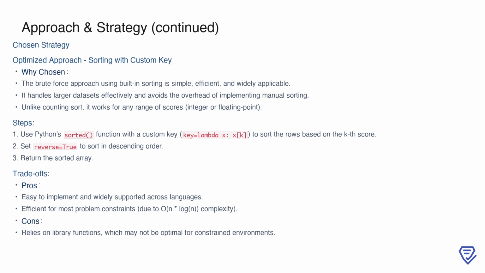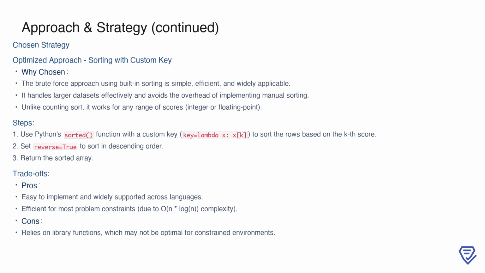After evaluating different methods, the optimized approach we chose is to use built-in sorting with a custom key. This decision was made because it strikes the best balance between simplicity, efficiency, and flexibility. The brute force approach using Python's sorted function is easy to implement and works well for a wide range of input sizes and score ranges. The process involves using a lambda function as the sorting key to extract the KTH column value and setting the reverse parameter to true to ensure descending order. This method avoids the complexity of manual sorting and works seamlessly for both integer and floating point scores.